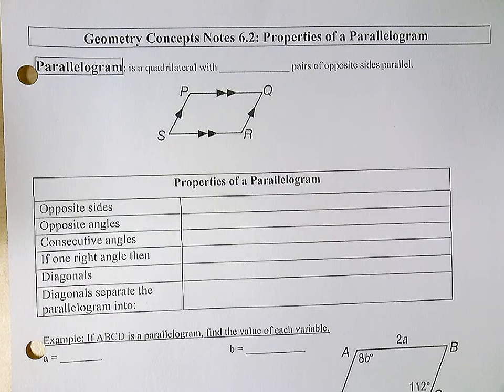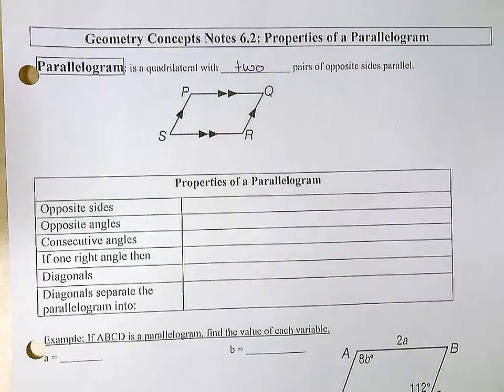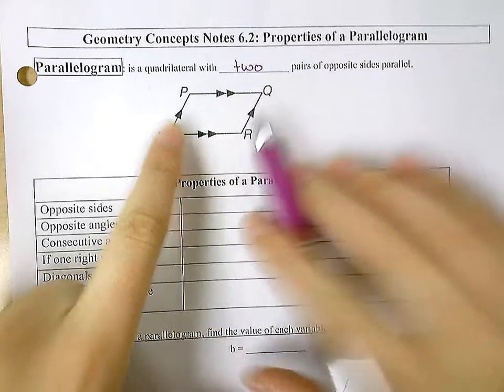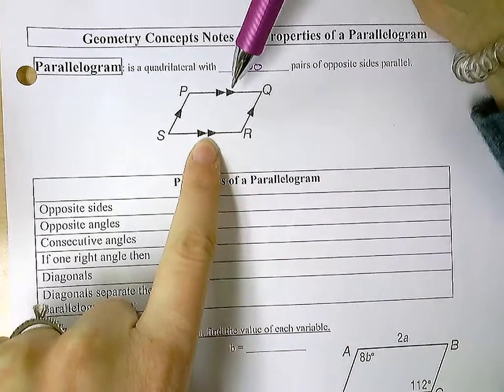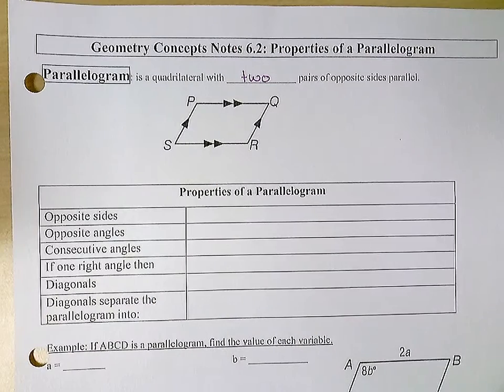Quiet and listen, please. Today we're going to go over different properties of a parallelogram. A parallelogram is a quadrilateral with two pairs of opposite sides that are parallel. So you can see that in this figure below here. I have one pair of opposite sides parallel, and then my second pair of opposite sides parallel, where again, these arrows within your side means that it is parallel.